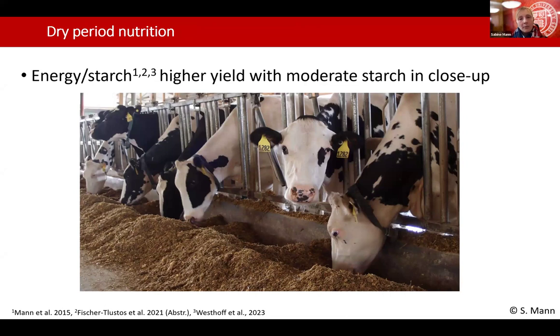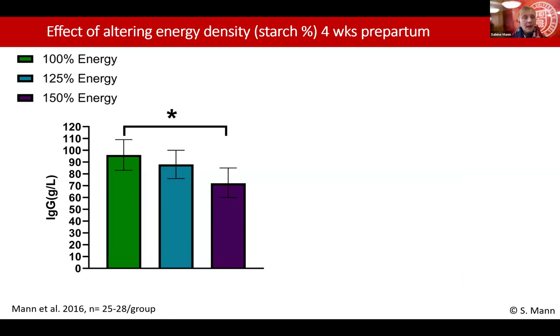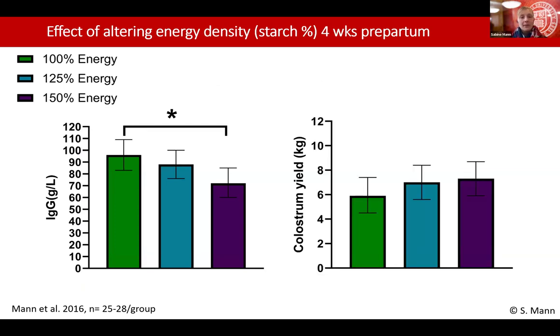One that we completed during my PhD, another one out of the Guelph group, and then Trent could also show this in his observational data from this big field trial. And so what happens in feeding different energy concentrations in the dry period, just showing you here some of the data from a 2016 study where we fed either 100%, 125%, or 150% of energy to cows, is that you do get a little bit of a dilution effect between these groups of cows that are fed different energy densities in the dry period, where you get more yield in cows that are getting fed a moderate or high proportion of starch, and you get more concentrated colostrum in the cows that get fed a controlled energy diet.